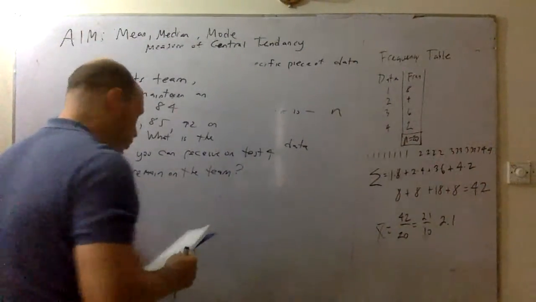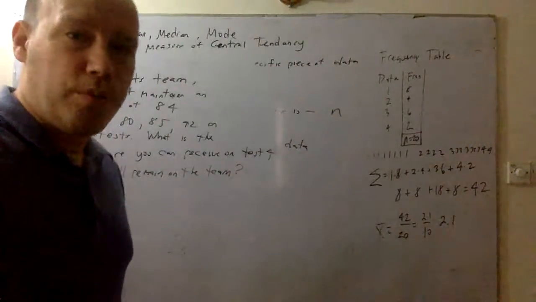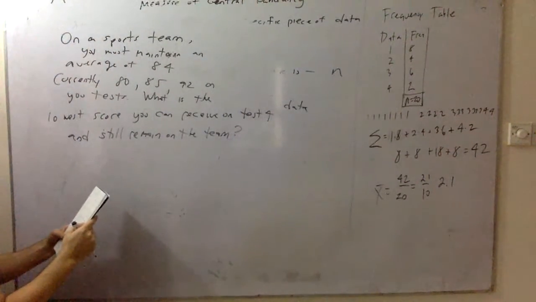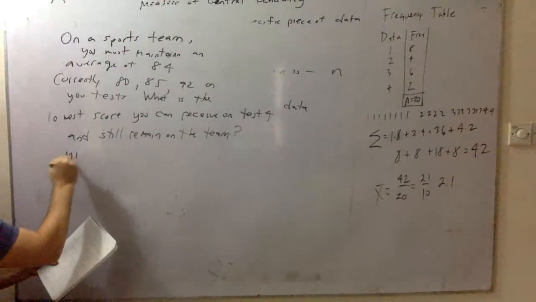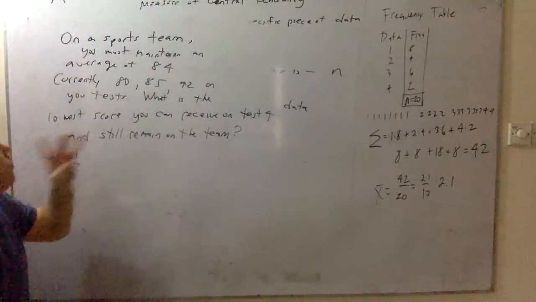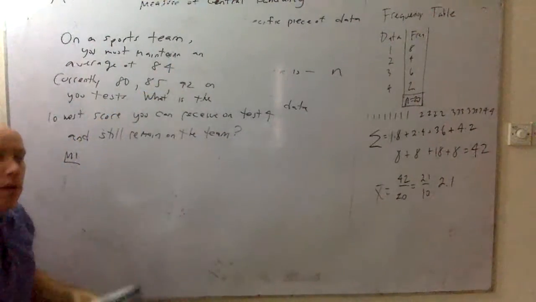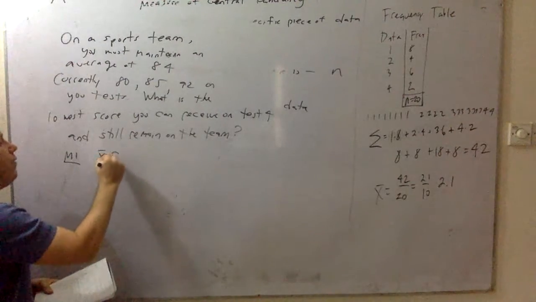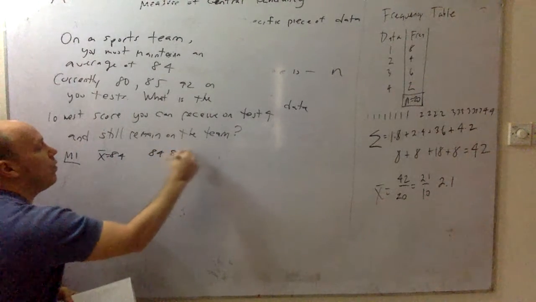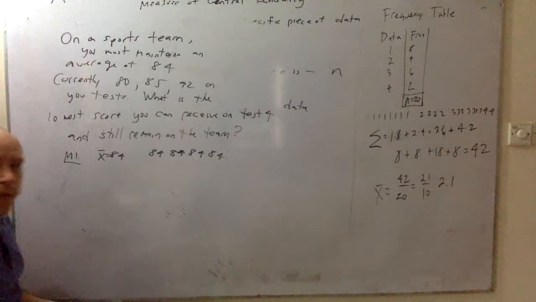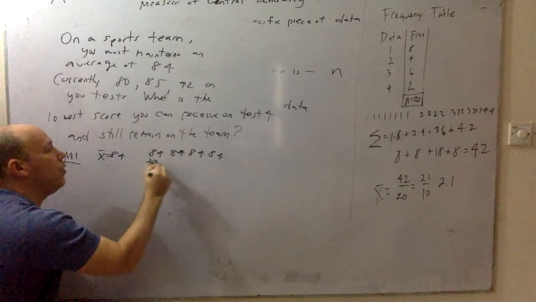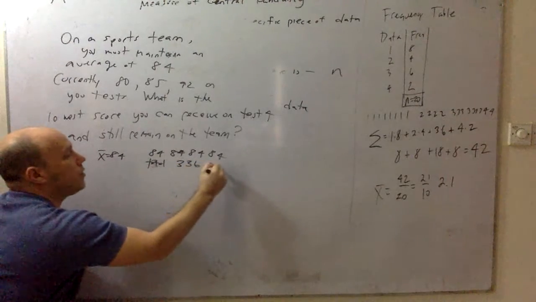Well, let's think about this. There's two approaches. Let me lower the screen. Let's look at the first method. Well, someone might say, okay, well, if I need an average of 84, that means like the four tests were 84. And that means a total of 336 points.